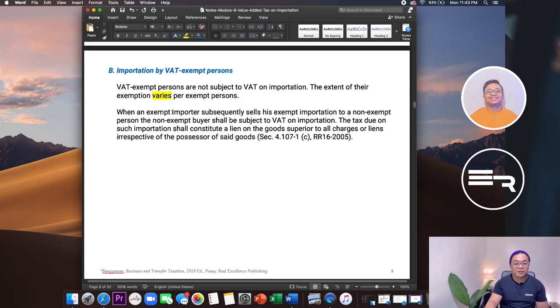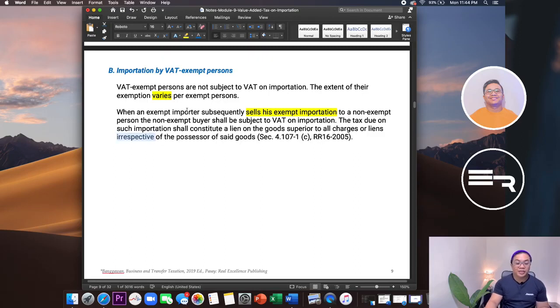Okay, sige, tingnan natin. When an exempt importer subsequently sells his exempt importation to a non-exempt person, the non-exempt buyer shall be subject to VAT on importation. So yung bumili, siya yung magiging subject sa VAT on importation. The tax due on such importation shall constitute a lien or charge on the goods, superior to all charges or liens, irrespective of the possessor of the said goods.